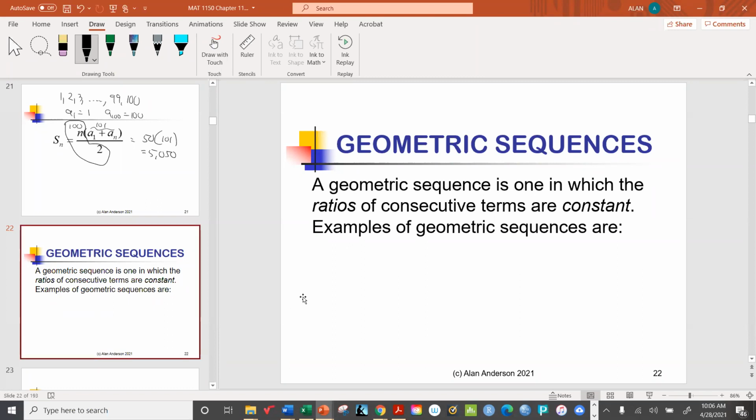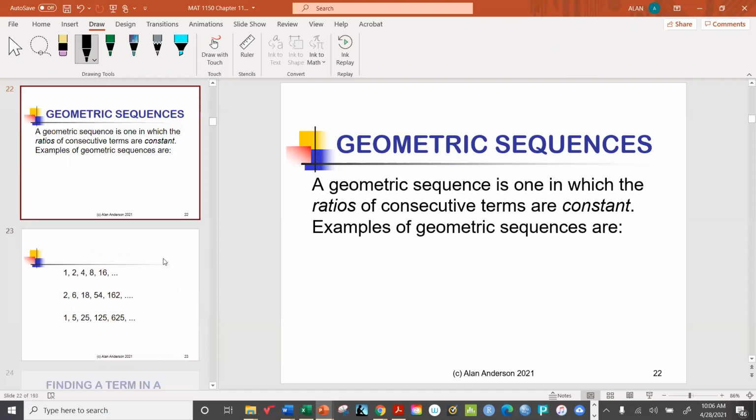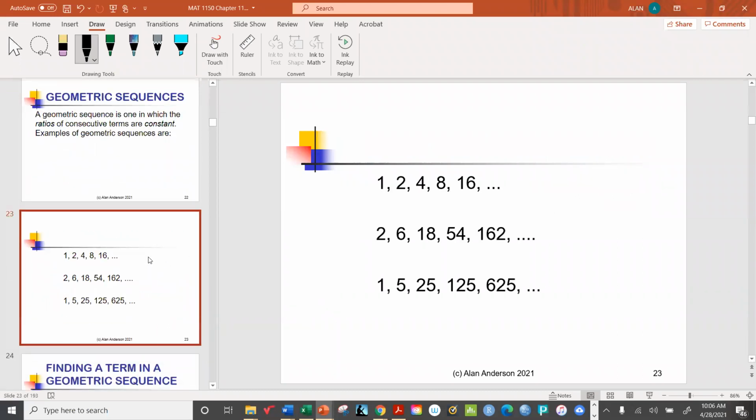Well, let me show you some examples. And these, just like the arithmetic sequences, can start anywhere. If you notice in this first case, every time I move to the next term, I have doubled the previous term. So we have a constant ratio, which we'll call R, of 2. In other words, to get from one term to the next, I have to double the previous term. And so therefore, there's a common ratio here of 2.